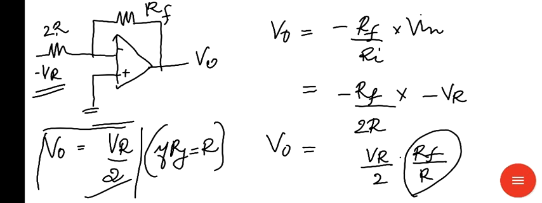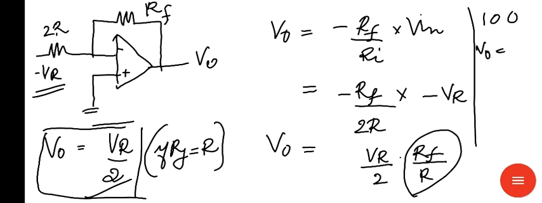This is the output voltage. അപ്പോൾ ഏത് കണ്ടീഷനിലാണ് VR by 2 കിട്ടിയത് ഔട്ട്പുട്ട് വോൾട്ടേജ്? When the input is 1 0 0, only MSB bit is 1, then the output voltage is VR by 2. Okay.